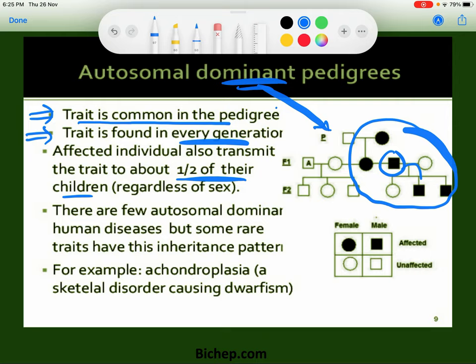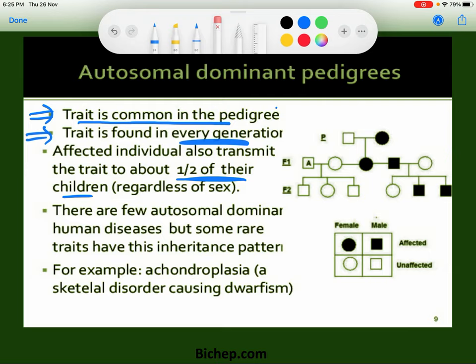It is forwarding the character into the next generation, almost to half of the children. In both cases you can see it. Right? So this is the characteristic feature of identifying the autosomal dominant characteristic.